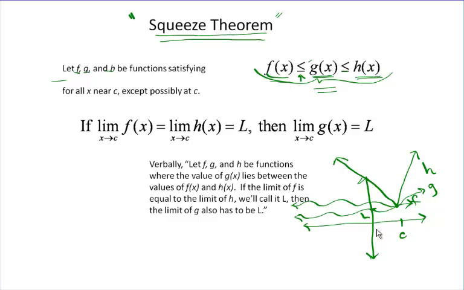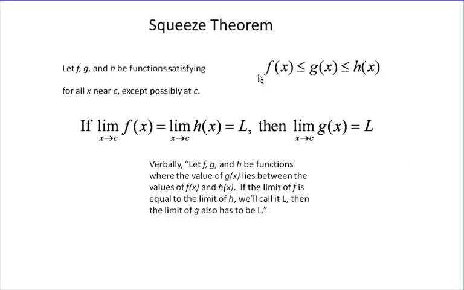So if I'm looking at what's happening as I approach C from the left and as I approach C from the right, on the function g, I can clearly see by what I have drawn here that that output is L. Well, let's say I don't have the graph. I don't know what's going on with g. But I do know that this relationship exists between f, g, and h.